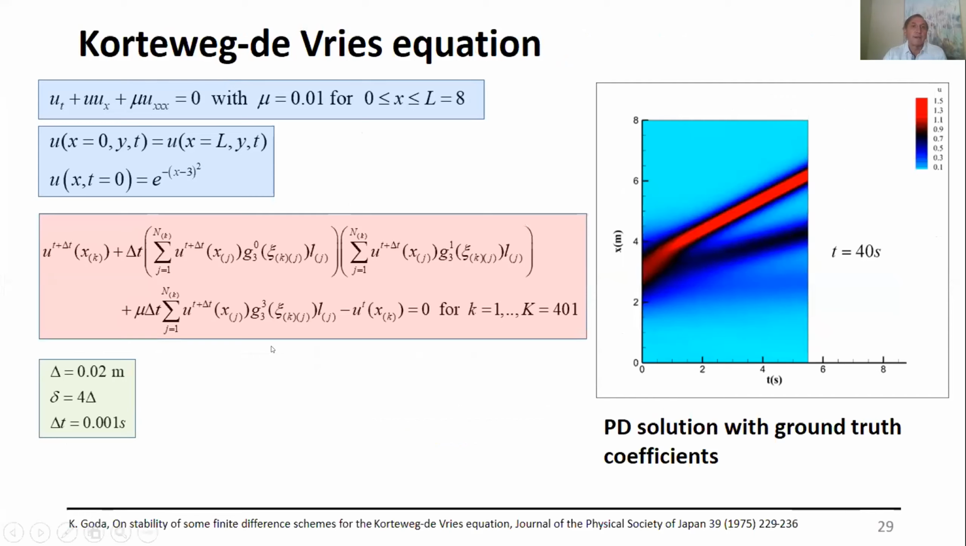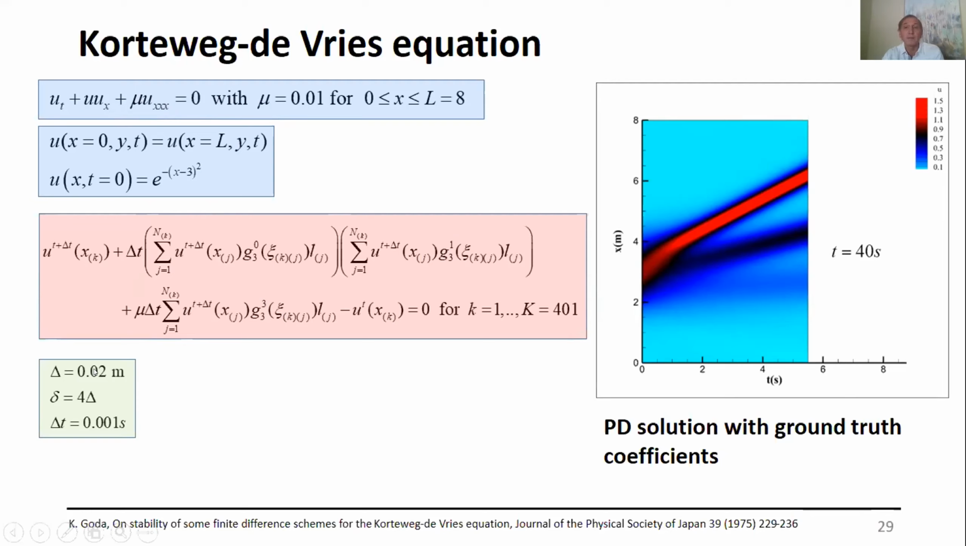Then we have the KdV equation. This was also considered by others in the past. We have the solution available for this. So here you have mu as 0.01. Periodic boundary conditions, discretization is exactly the same as before. My highest order derivative is 3, so I truncate my Taylor series after the third order derivatives, so my peridynamic functions. My horizon is 4 delta, grid spacing is 0.02.